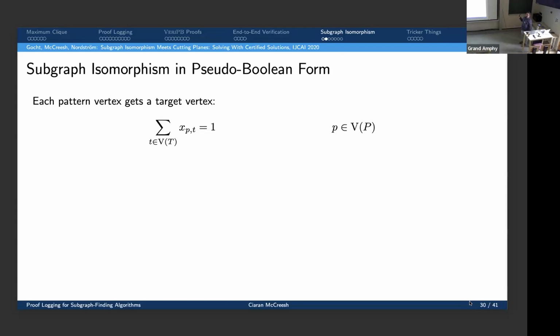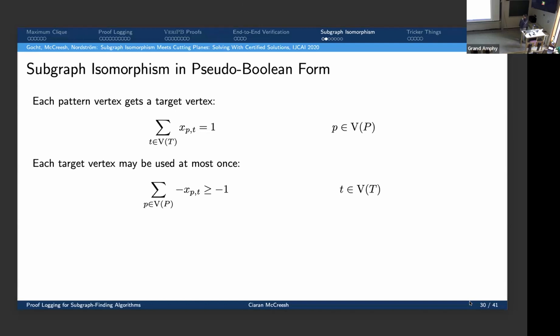We only have Boolean variables now. So I'm going to have one of these for each pattern vertex and for each target vertex. If I map pattern vertex P to target vertex T, I'm going to set X PT to be 1. Otherwise, I'm going to set it to be 0. So for every pair of pattern vertex and target vertex, I have a Boolean variable saying this is a mapping. Every pattern vertex gets mapped to a target vertex. Every target vertex can be used at most once.